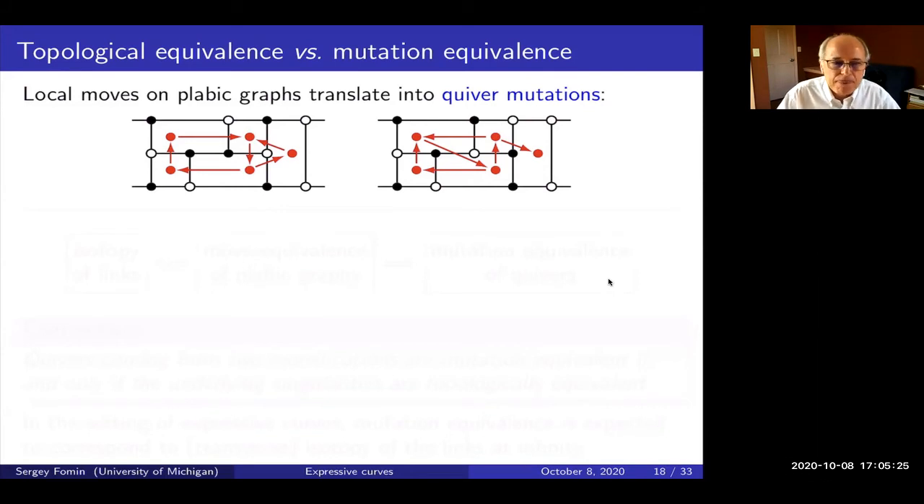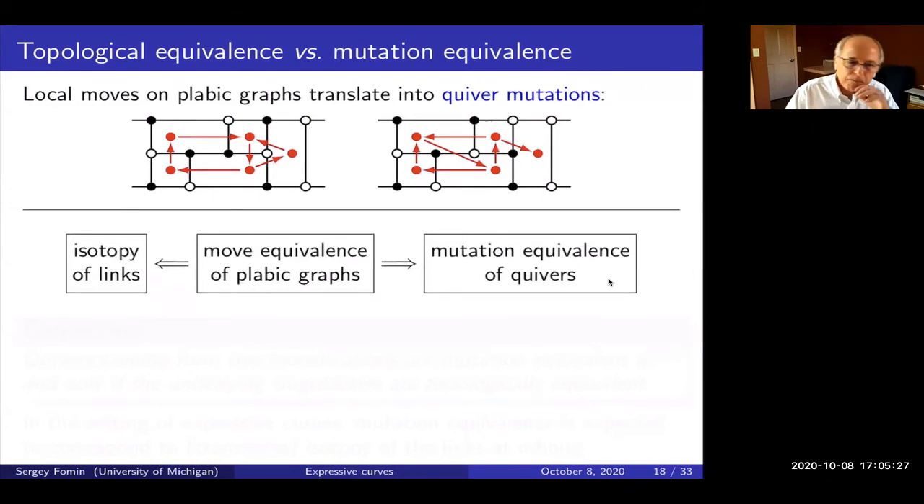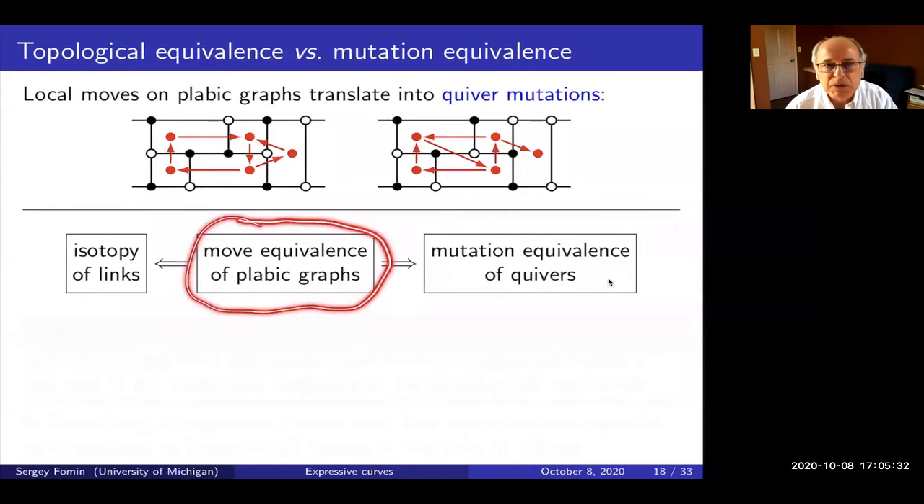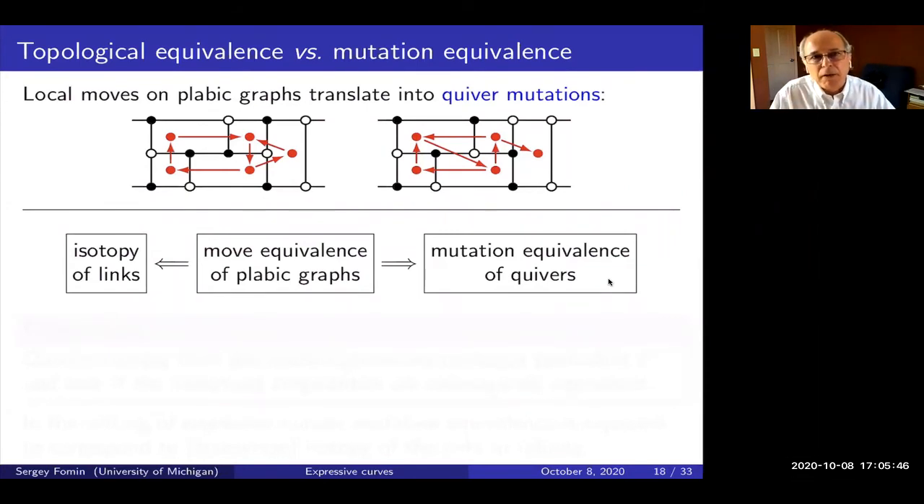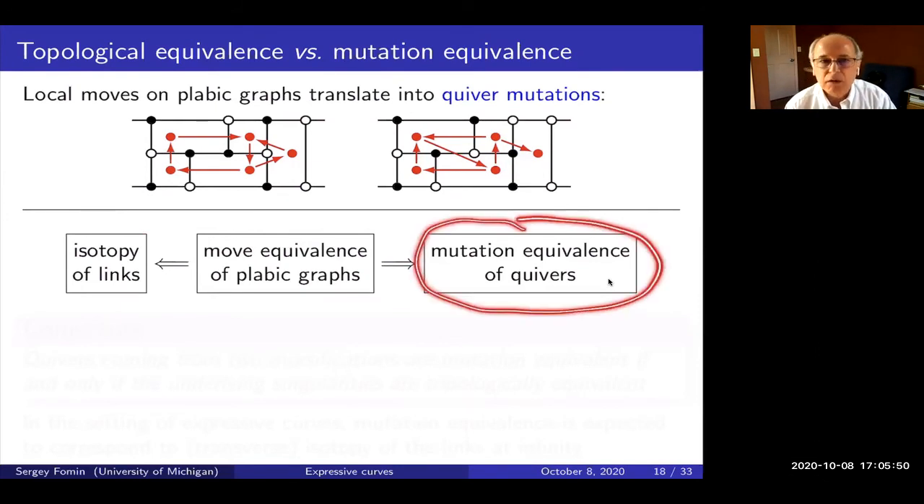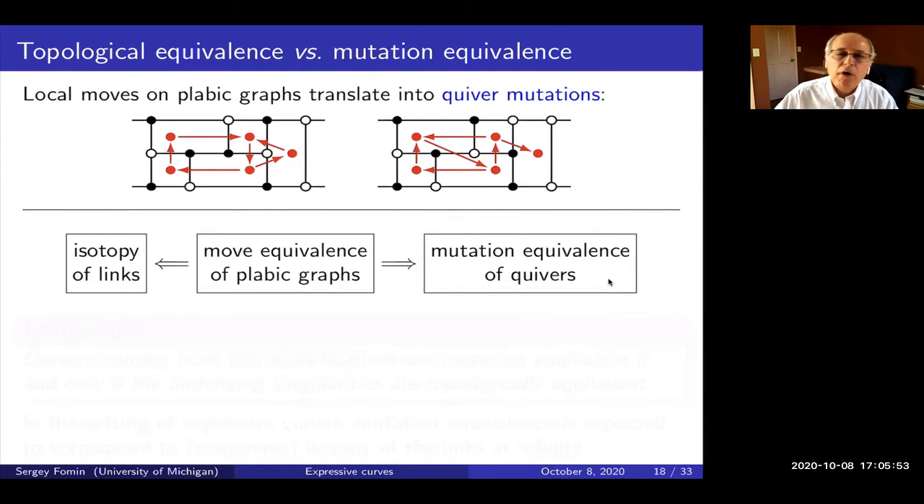And so what we have here is that when we do move equivalence, when we do these moves on Plaby graphs, on the one hand, they preserve the link associated to the Plaby graph, which, as we know, in these geometric settings has intrinsic topological meaning. At the same time, it preserves the mutation class of a quiver. Or if you wish, if you know what it means, it preserves the associated cluster algebra.